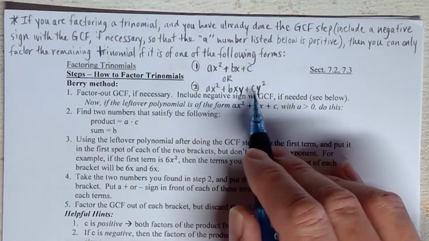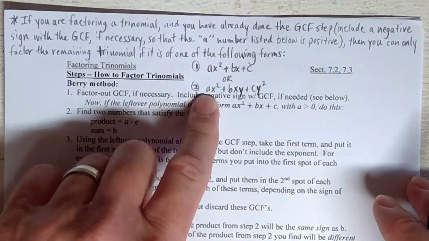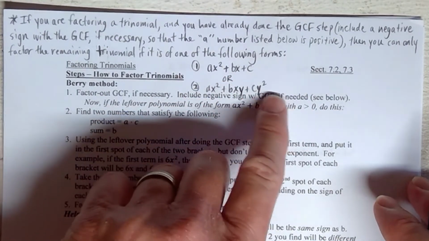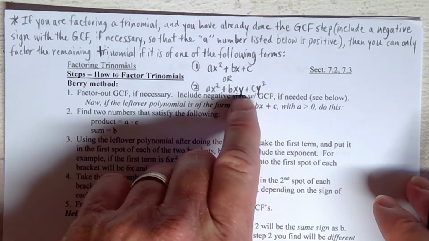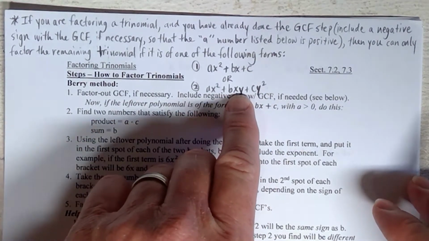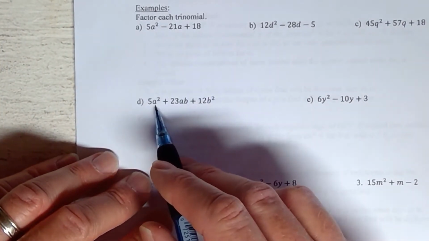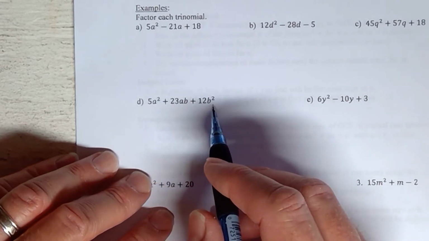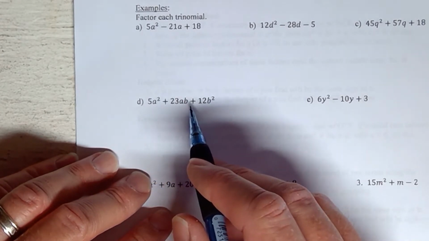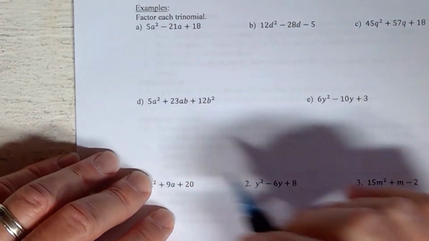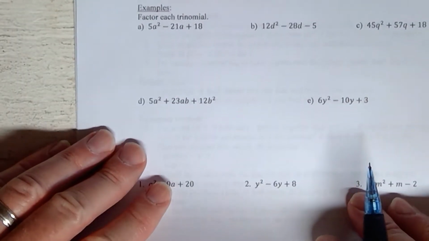Again, it doesn't have to be x and y. What's important is that you have a variable squared, a totally different variable being squared over here, and then in the middle you have those same two letters taken to the first power. Here's an example of that right here in problem D. A squared, b squared, and then a to the first, b to the first in the middle. That would be an example of that second possibility.